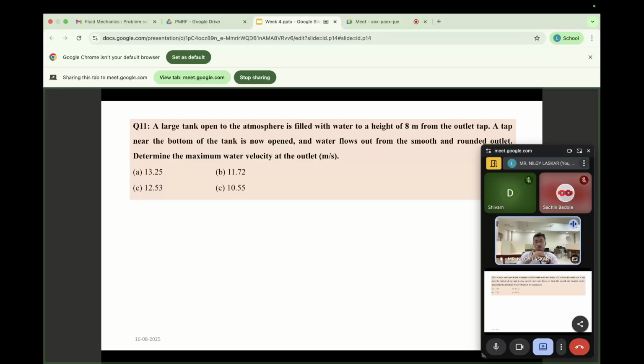In this question, a large tank open to the atmosphere is filled with water to a height of 8 meters from the outlet tap. A tap near the bottom of the tank is now opened. The water flows out of the smooth, round outlet. The outlet is a circular outlet. So determine the maximum water velocity at the outlet.